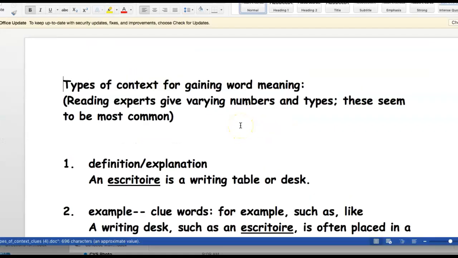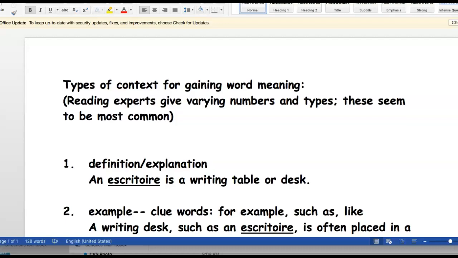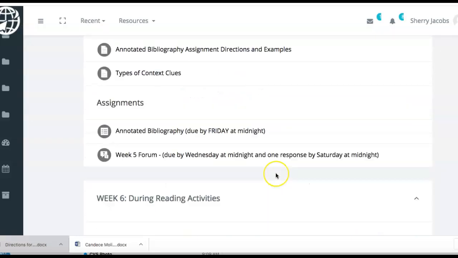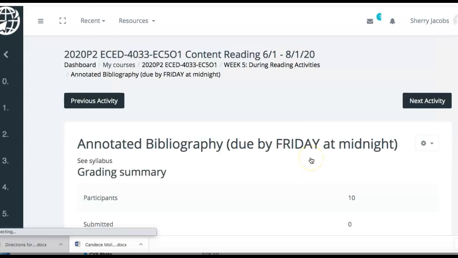This is in here just to let you know, these are like context clues to help with word meaning. There's not an assignment for it. It's just a helpful piece of information. So your annotated bibliography is due by Friday at midnight.